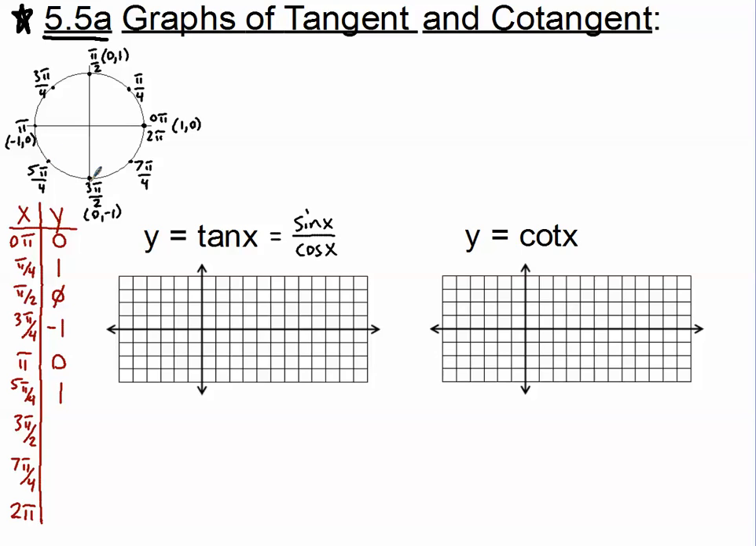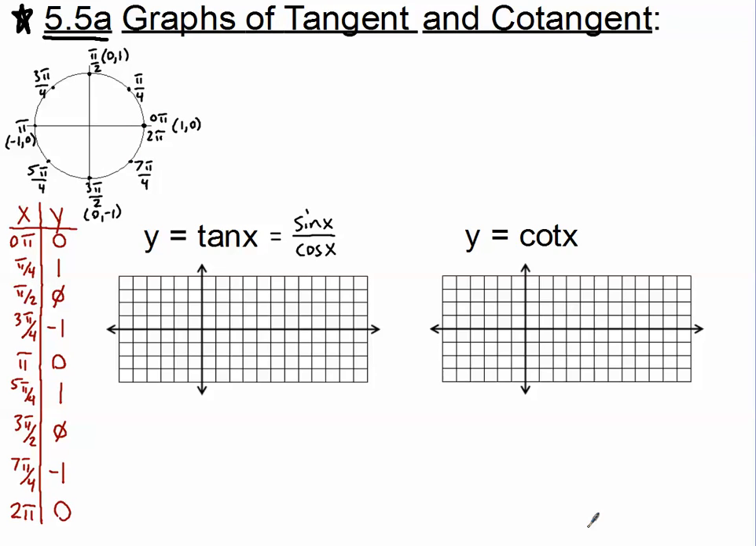The same situation at 3 pi over 2 that we had at pi over 2. The tangent does not exist because we cannot divide by 0. 7 pi over 4 is the 1 in the middle, but this time again it's negative because the sine is negative while the cosine is still positive, and back to 0.